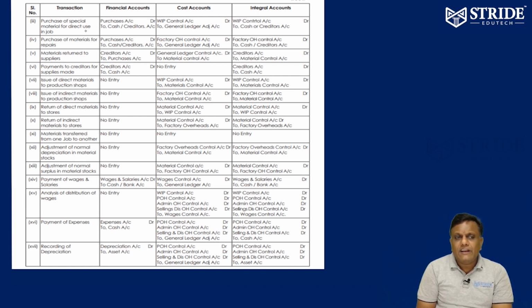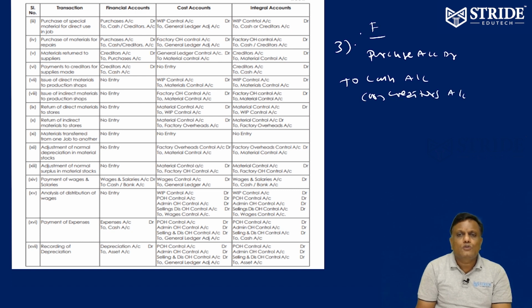Purchase of special material for direct use in job. Now here entry number 3, direct material purchased is directly used for production. Whenever direct material is used for production, in financial accounts, the entries are purchase account debtor to cash or creditor account. But in cost books, purchase to be referred as purchase to cash, right? No, it is a direct material.